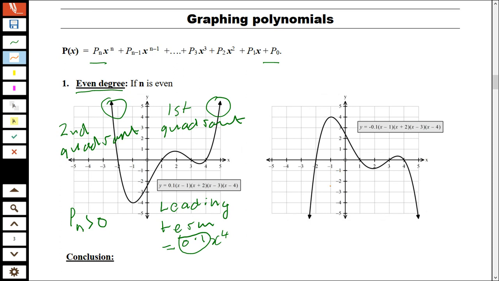The second one you can see here, we've got beginning and ending. Now, where does it begin and end? Begins in the third quadrant, and it ends in the fourth quadrant. Okay, now what about the leading term?